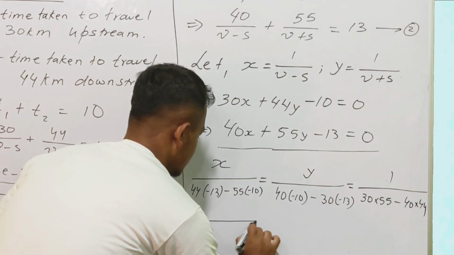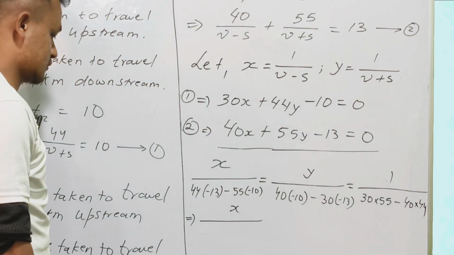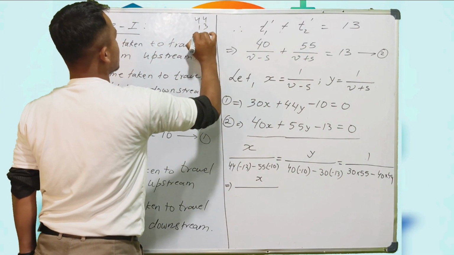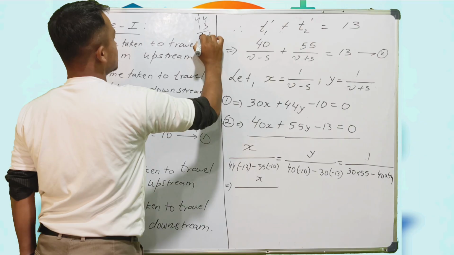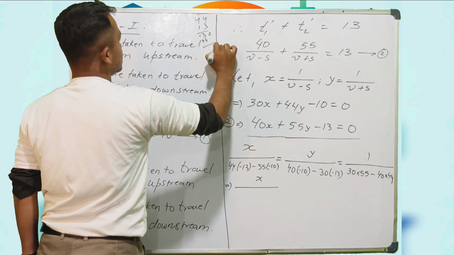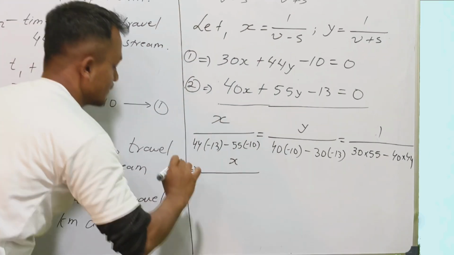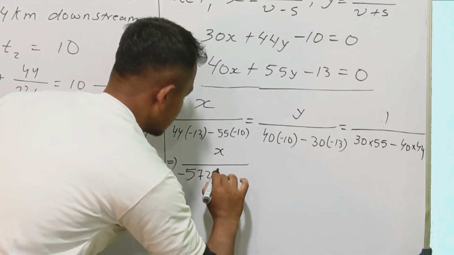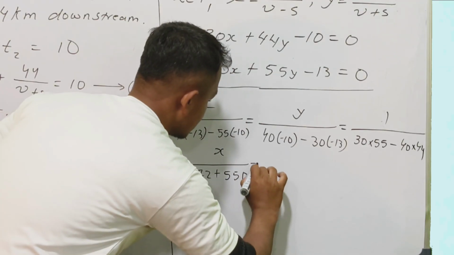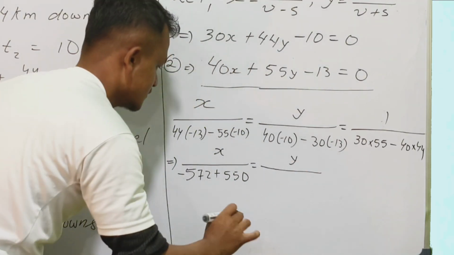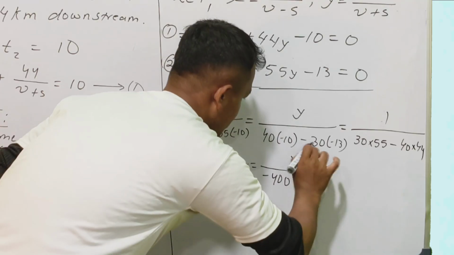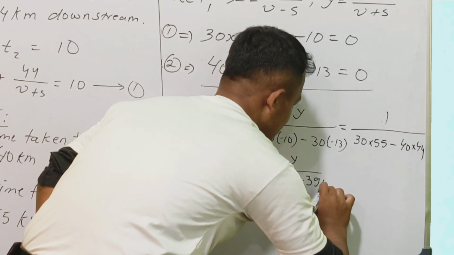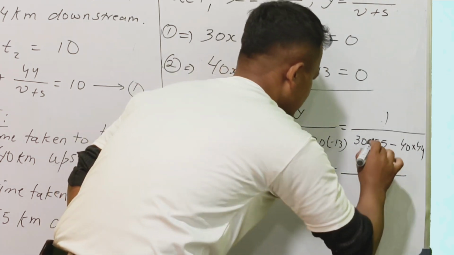Then if we calculate these terms, you will get 44 into 13. So let's do a quick calculation here. 3 into 4 is 12, 4 into 4 is 16, so 572. So here it will be minus 572, and minus minus gives you plus 550 is equal to y. 40 into 10 will be minus 400, minus minus will be plus 390, that will be 390, is equal to 1.